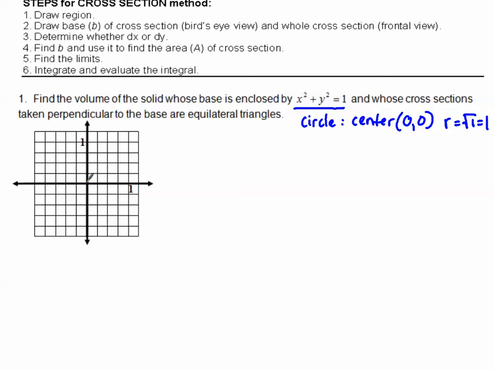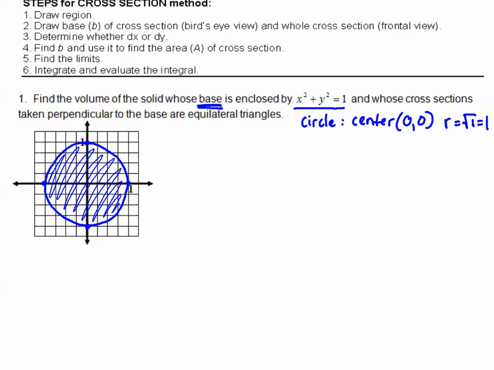So we plot our center and go out from the center 1 unit in each direction. Again, to maximize our space, I am using 4 blocks to represent 1 unit. Once I've graphed those 4 points, I can get a decent idea of what the circle looks like. Please keep in mind, this is the base of our solid, enclosed by that circle. I like to shade the base lightly, because I don't want to be unable to see what I've drawn on it.